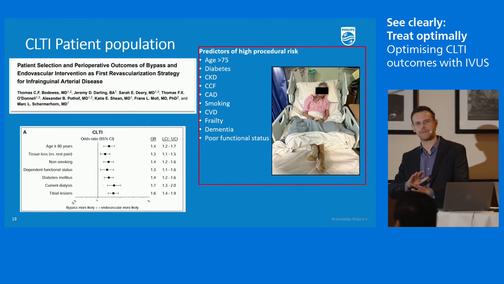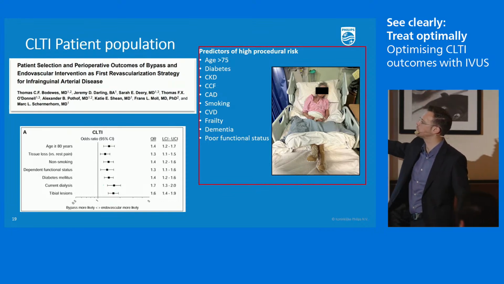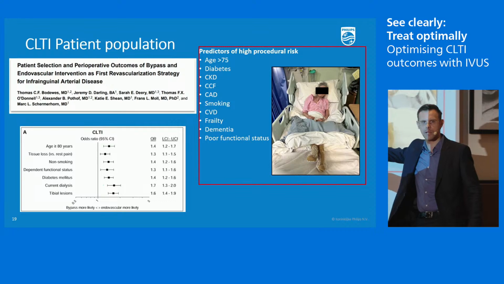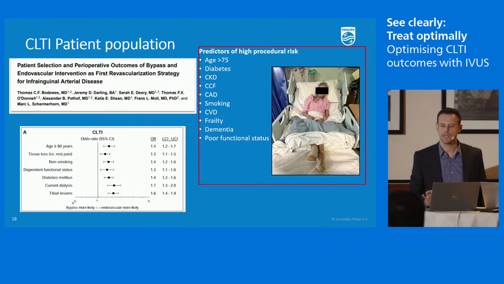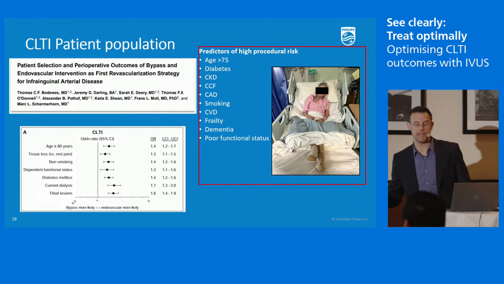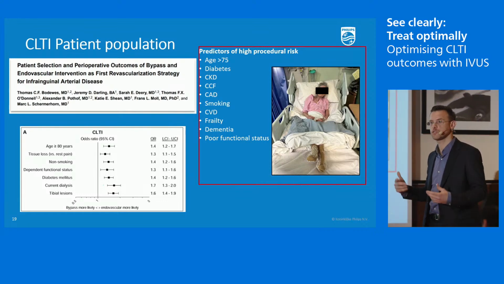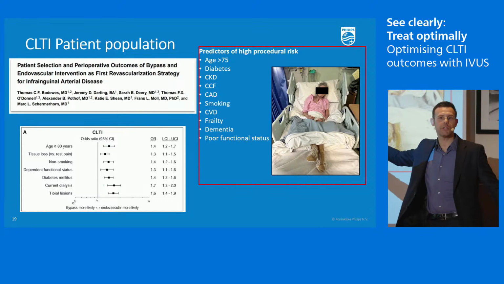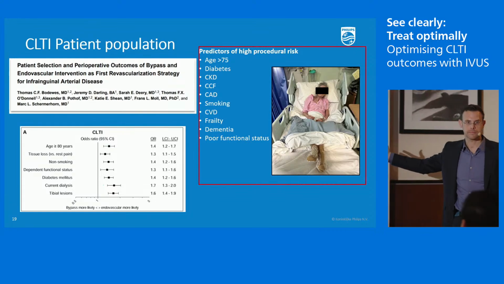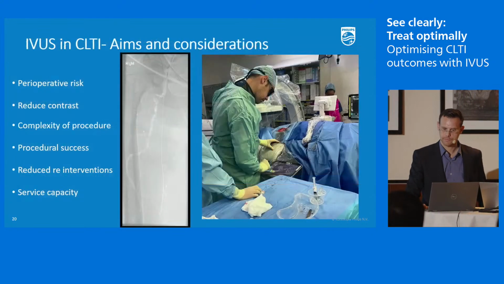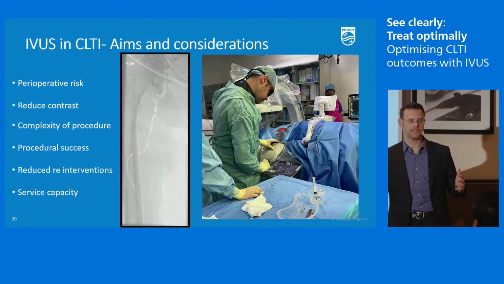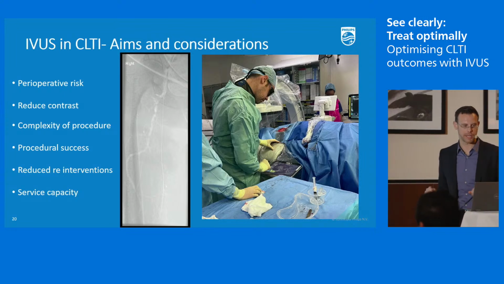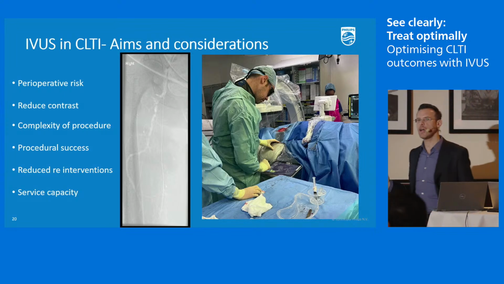If you cross-reference that with the characteristics from the anesthetic assessments of those who are at the highest procedural risk: age, diabetes, poor functional status, smoking, does it sound like anyone you know? I was hoping for a bit of audience participation there, hopefully, but I suspect you're still thinking about that. So where does IVUS fit in then?